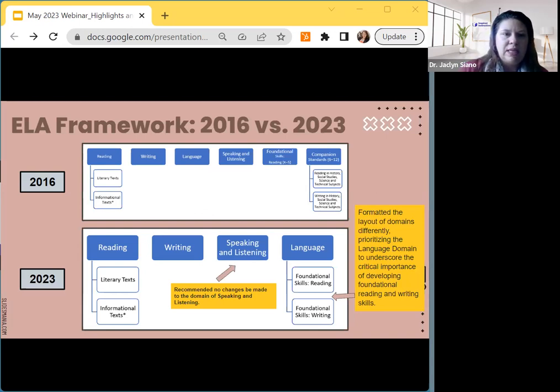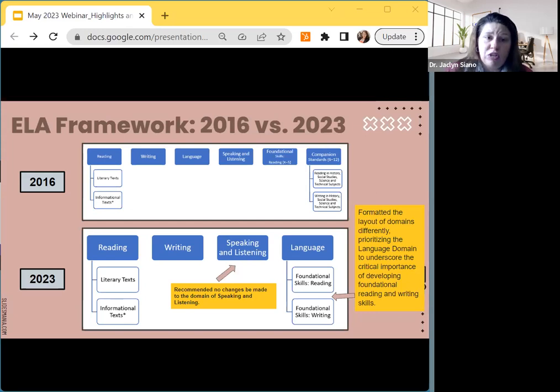So in 2016, if you look at the top box, we had reading, writing, language, speaking and listening, then we had foundational, and then we had companion standards. And then if you look at 2023, they've kind of combined that into just 4 main categories. So reading, which is still literary text and informational text, writing, speaking and listening really had no changes. And then they took those foundational skills and put them under language. So those foundational skills are no longer under reading or writing, respectively.